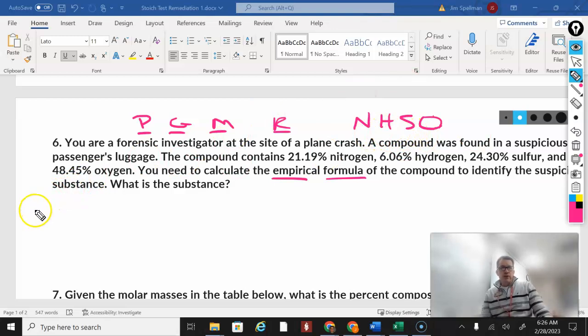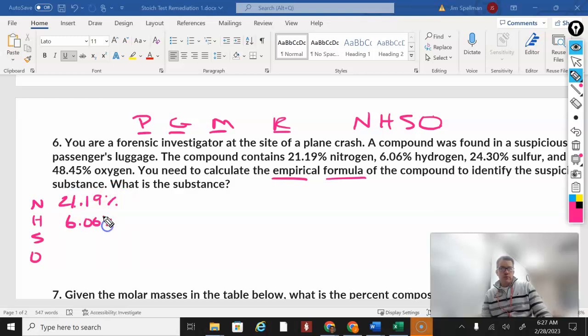All right, so I'm going to list these out. Hopefully this will not be messy. Nitrogen, oxygen, hydrogen. Do it in the order that's there. So nitrogen, hydrogen, sulfur, and oxygen. All right, so the percentages are there: 21.19%, 6.06%, 24.3%, and 48.45%.